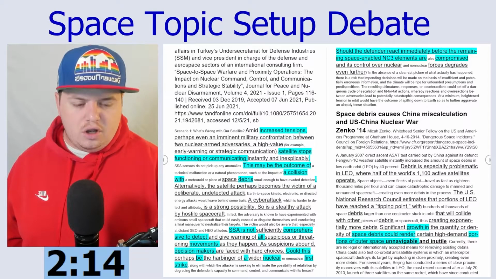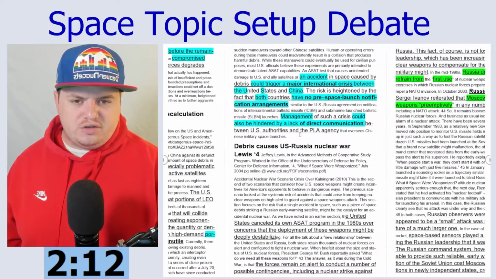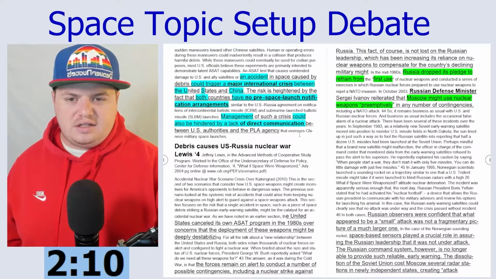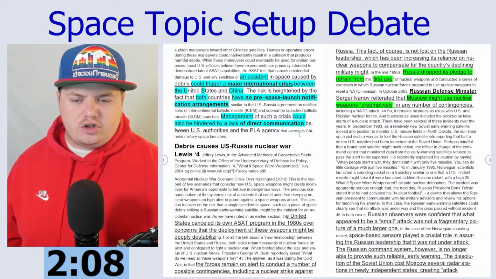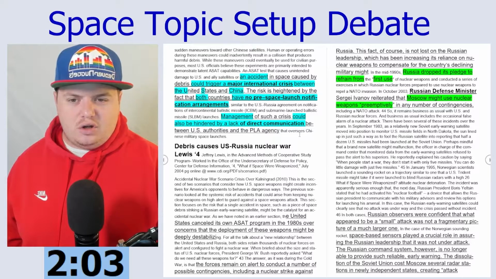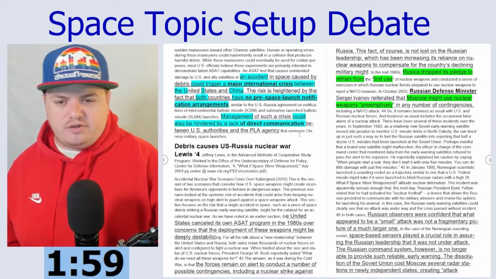Zenko, '14: Growth in space debris could render portions of outer space unnavigable. An accident could trigger a major international crisis between the U.S. and China. Both countries have no pre-space launch notification arrangements. Management could be hindered by a lack of direct communication.